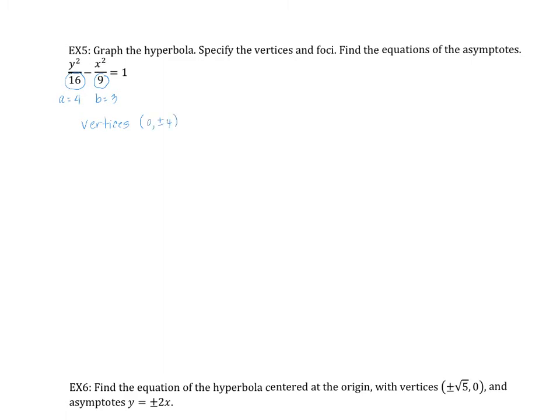So I did want to make one comment. In the case of a hyperbola, your a value can be smaller than your b value. It will always be where your vertices are, but it could be smaller. Whereas in an ellipse, your a value is always larger than your b value. So I do have my vertices.